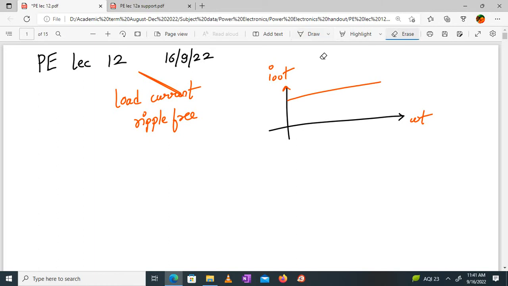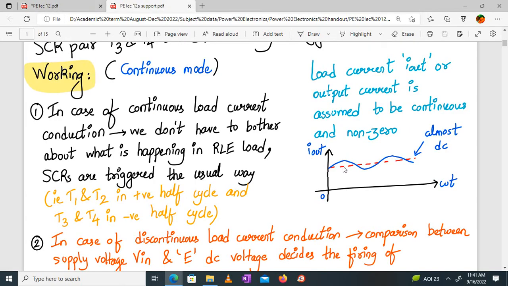If they mention this, then this is the scenario. Here we are assuming it is almost a DC, correct? If the average value is, let's say, 15 amperes, then it will be 15.1 at the top and 14.9 at the bottom, so the variation between maximum and minimum is very small. And this continuous mode is possible when the value of the inductor L is pretty large.